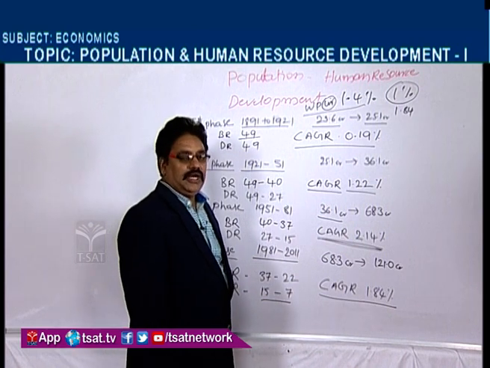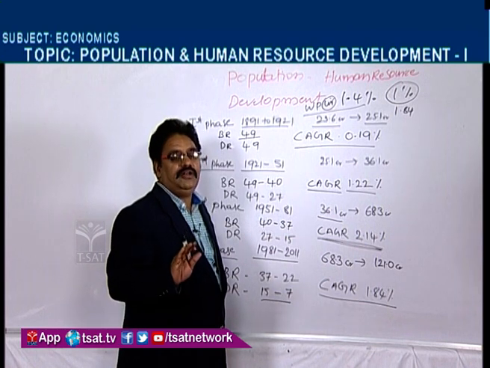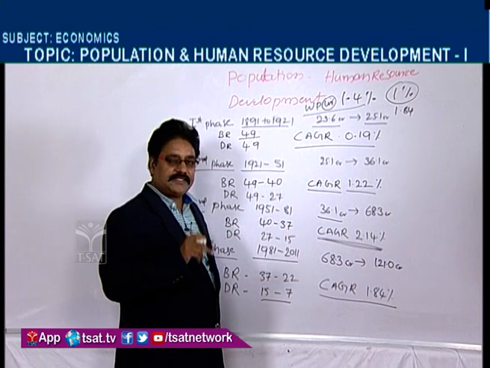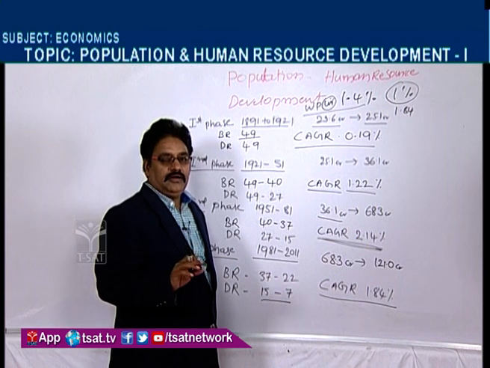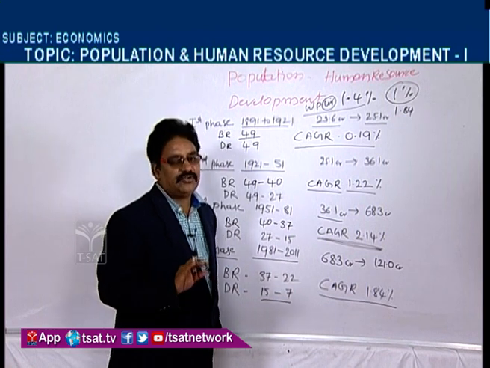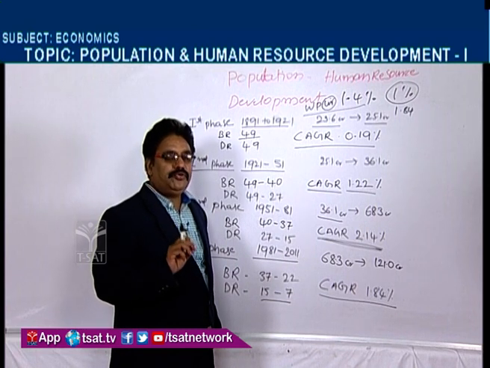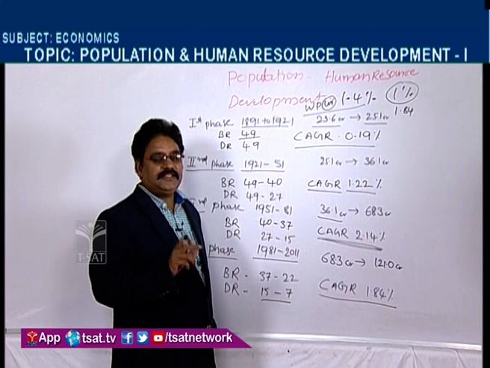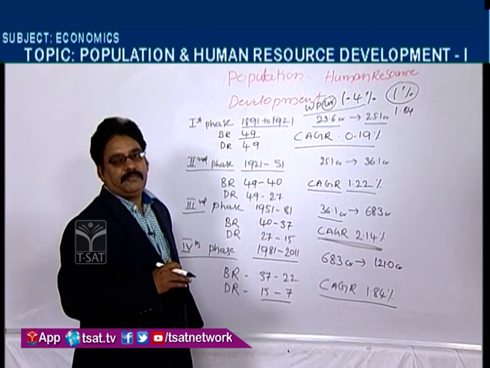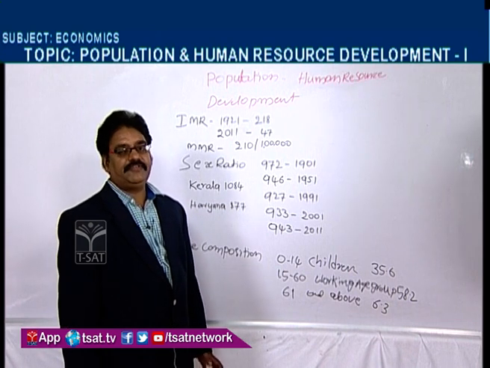Of the total world population, 17.5% of the people are in India. And in geographical area, in the total world geographical area, we have only 2.4%. To feed the 17.5%, we have only 2.4% of the geographical area. These are the statistical details about the world and India's population. Now, Indian demographic features.